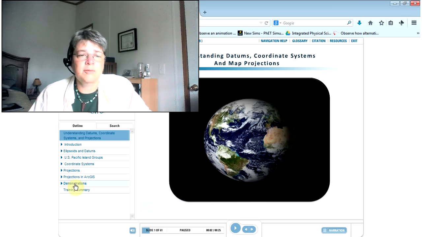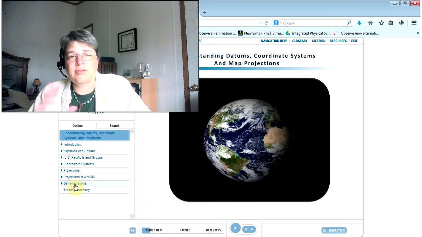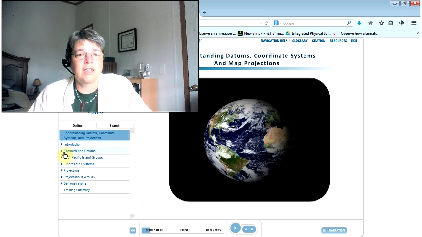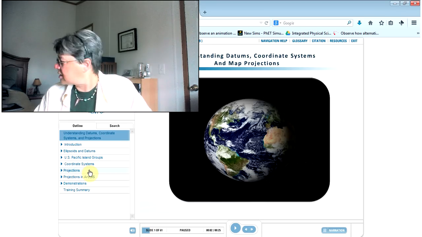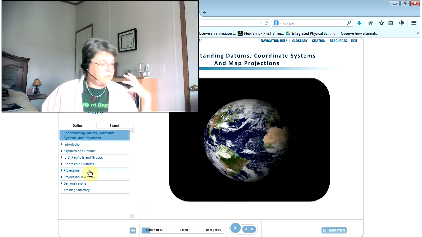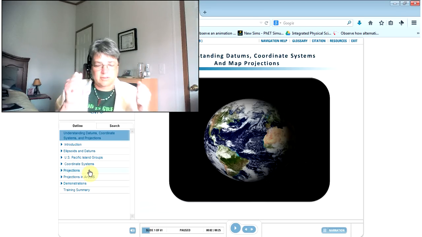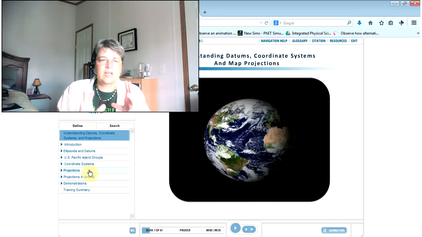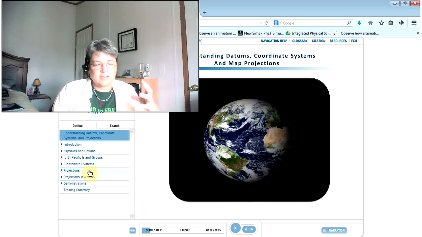Projections in ArcGIS and demonstrations, that's up to you if you want to do that now. We'll get back to those later in the semester, but your assignment today is to go through this introduction: ellipsoids and datums, coordinate systems, and projections. That should help make sense of the things in the text. I thought I had my text in here. I was going to hold it up, but that should help visualize some of the things they're talking about in the text.